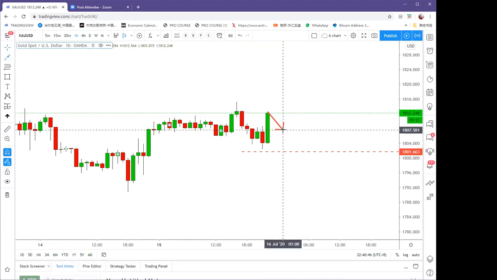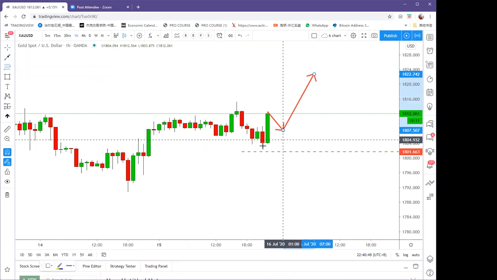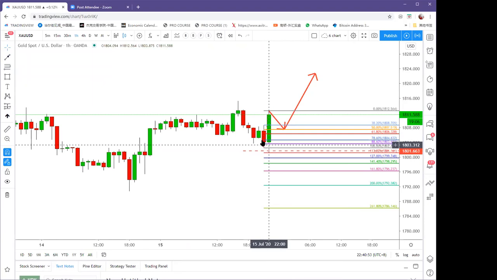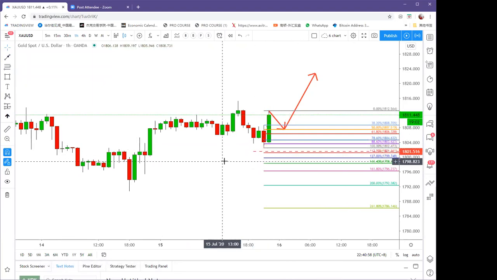You can buy the pullback, you can buy the 618, 1806. Just use this pivot to set your stop loss. That will be enough. Can you talk about the yen pairs after you finish? Sure.